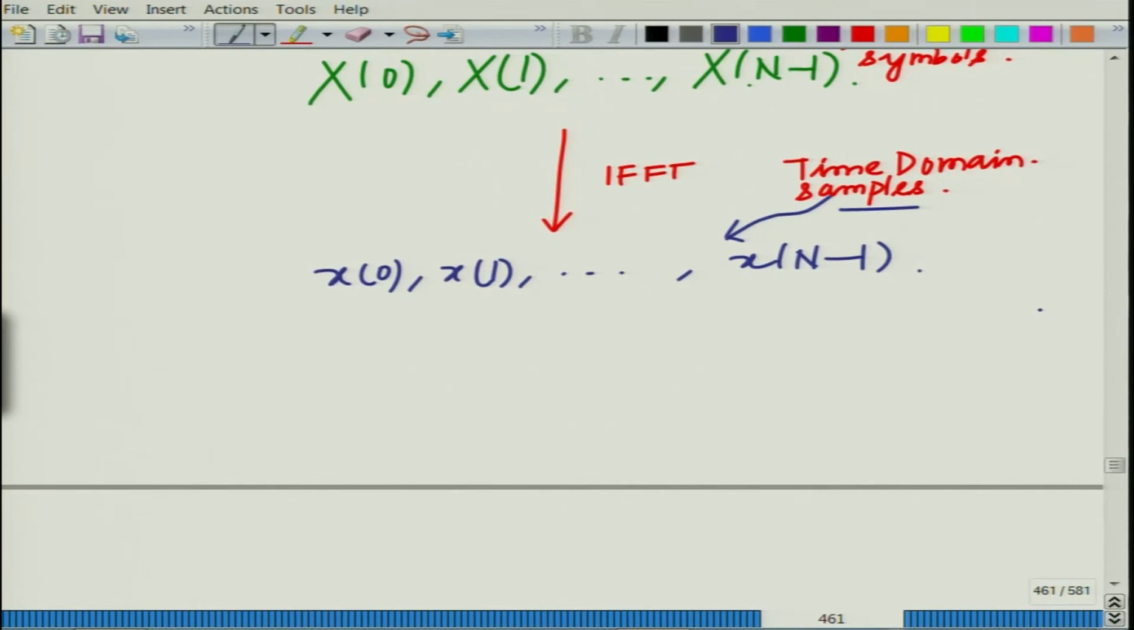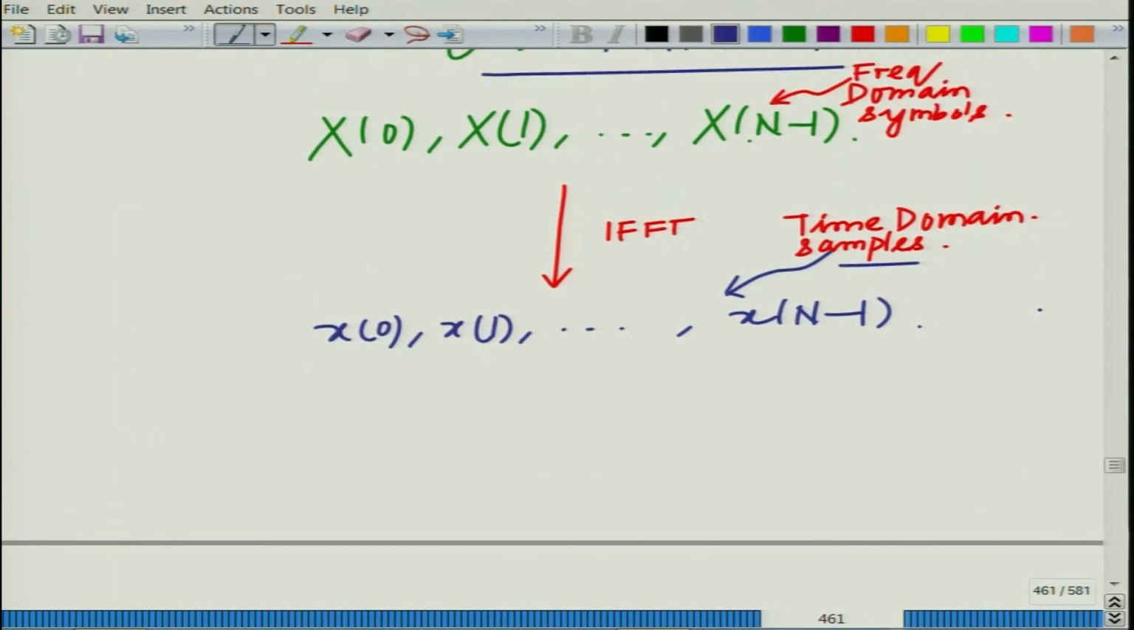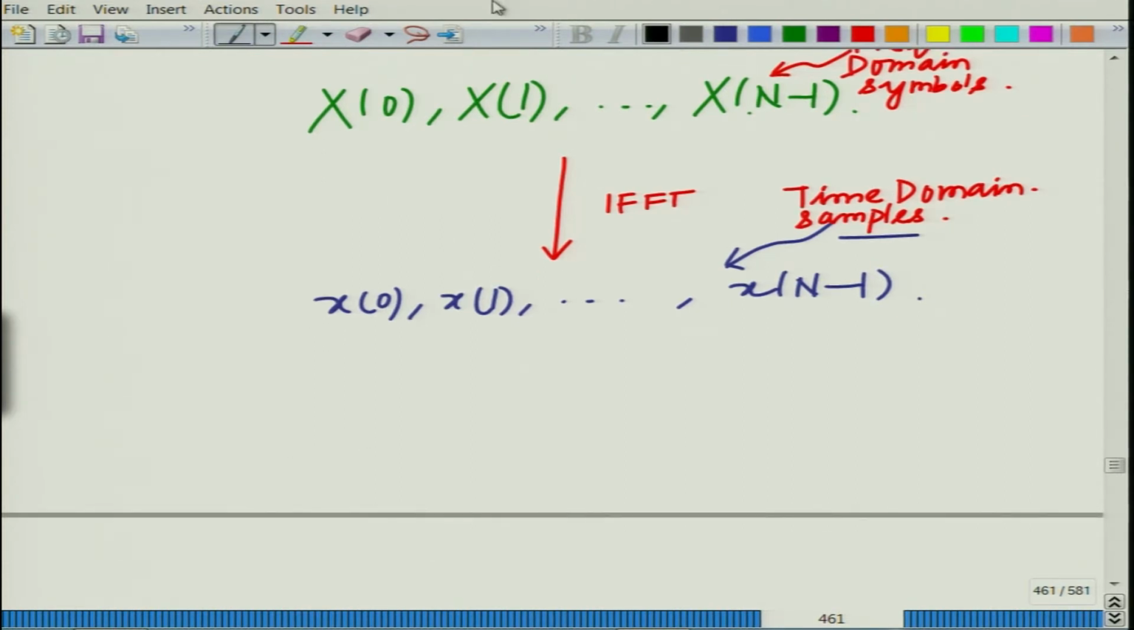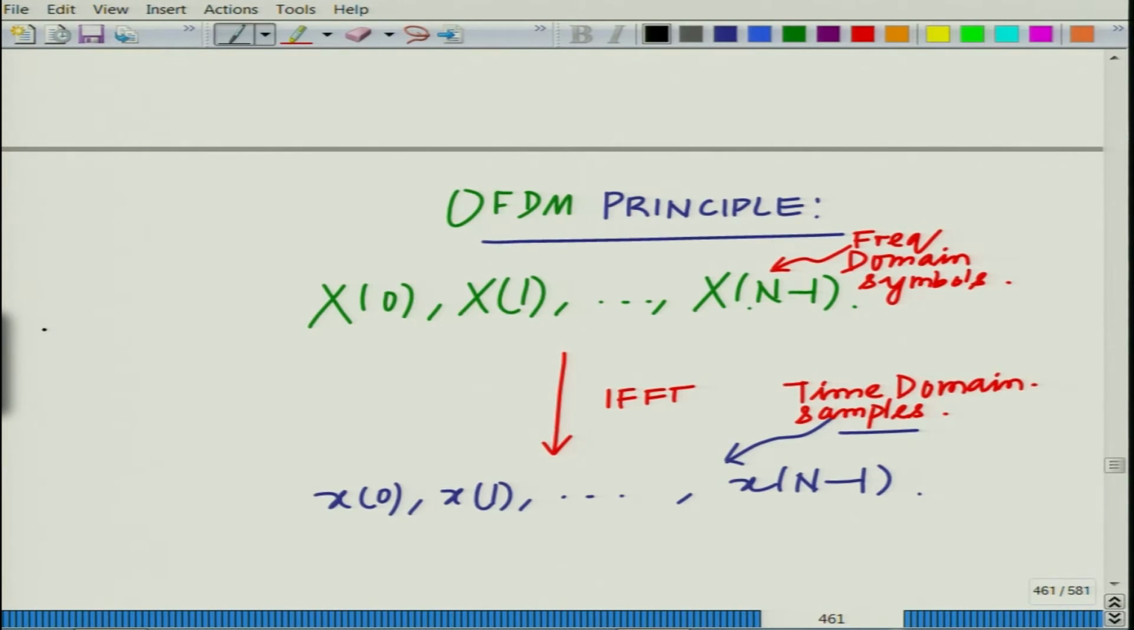So, the point is, from the frequency domain symbols you get the time domain samples, and this can be shown to be, the principle here is the conventional transmission. If you look at this conventional transmission, it can be shown that this corresponds to, this is the frequency axis, a single carrier transmission.